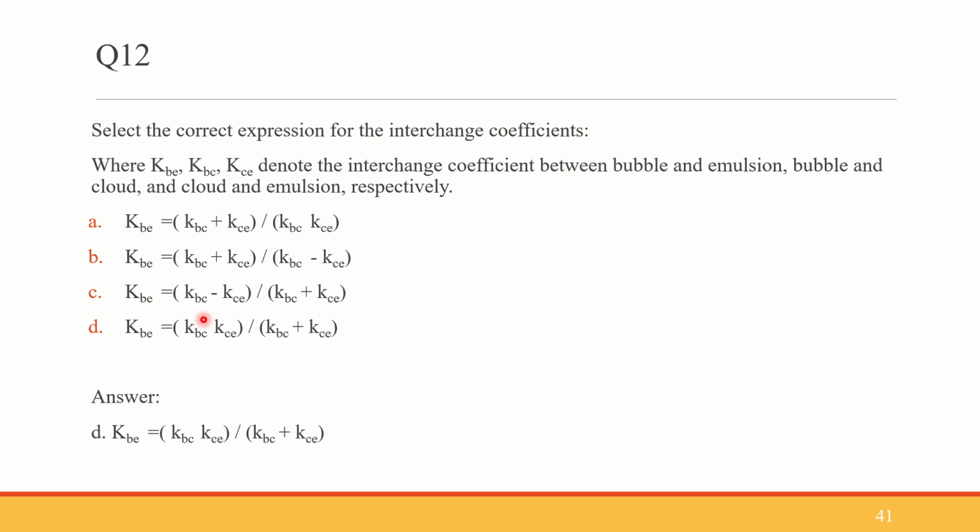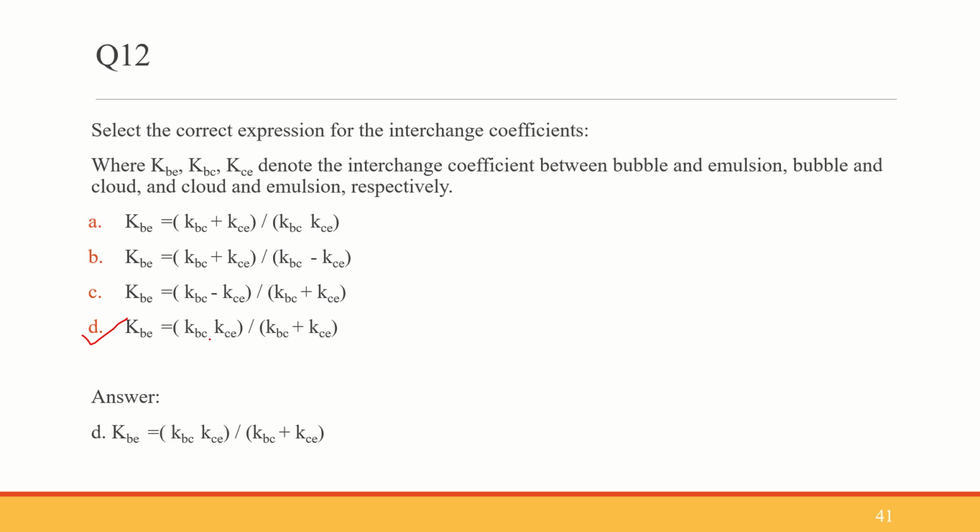KBE is equal to KBC into KCE divided by KBC plus KCE. You can rewrite it in another form also, that would be easier for you to remember. 1 by KBE is equal to 1 by KBC plus 1 by KCE. I'll show you. So we are saying D is the right answer.